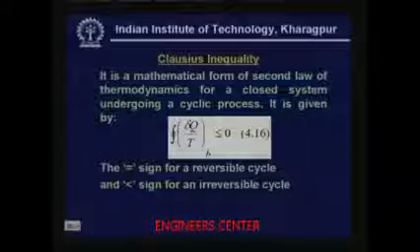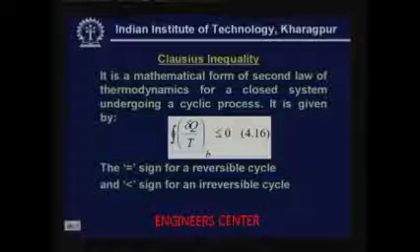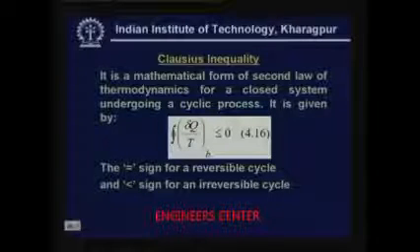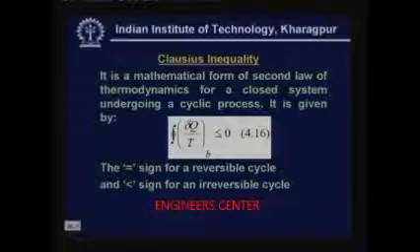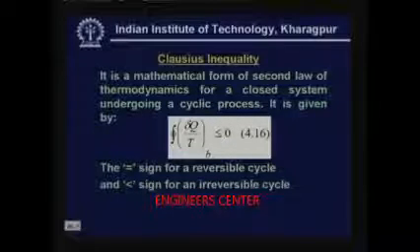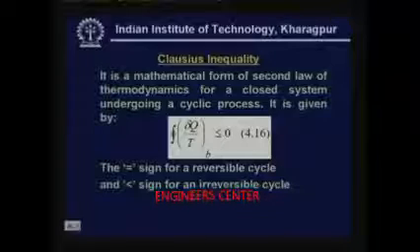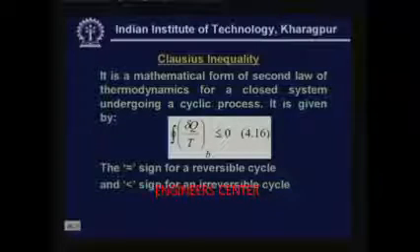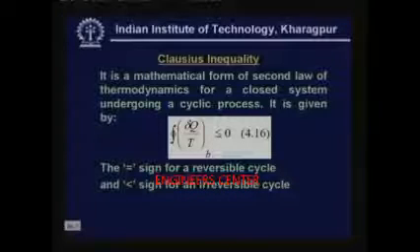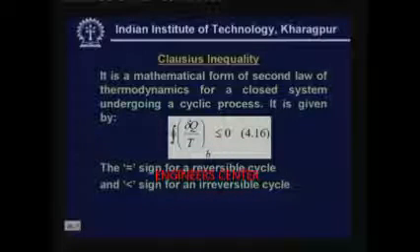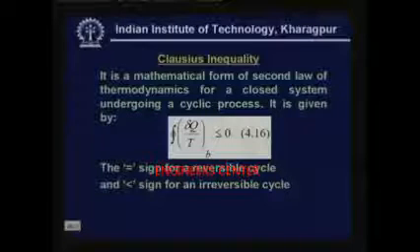Now, let us define a very important inequality called the Clausius inequality. This is in fact a mathematical form of the second law of thermodynamics for a closed system undergoing a cyclic process. This was proposed by Clausius, and it is known as the Clausius inequality. And it is simply given by the cyclic integral of δQ by T less than or equal to 0. So, this is what is known as the Clausius inequality applied to a closed system undergoing a cyclic process.